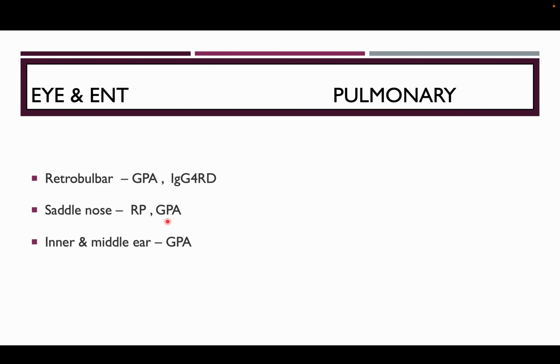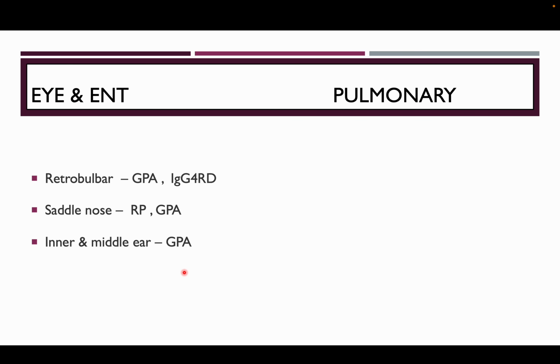Saddle nose is seen in granulomatous polyangiitis and relapsing polychondritis also. Relapsing polychondritis is one more cause where saddle nose is seen. GPA is where you have URTIs, eye manifestations, sinusitis, and recurrent otitis media. These are all systemic signs, like arthritis, so that you can work up for them.